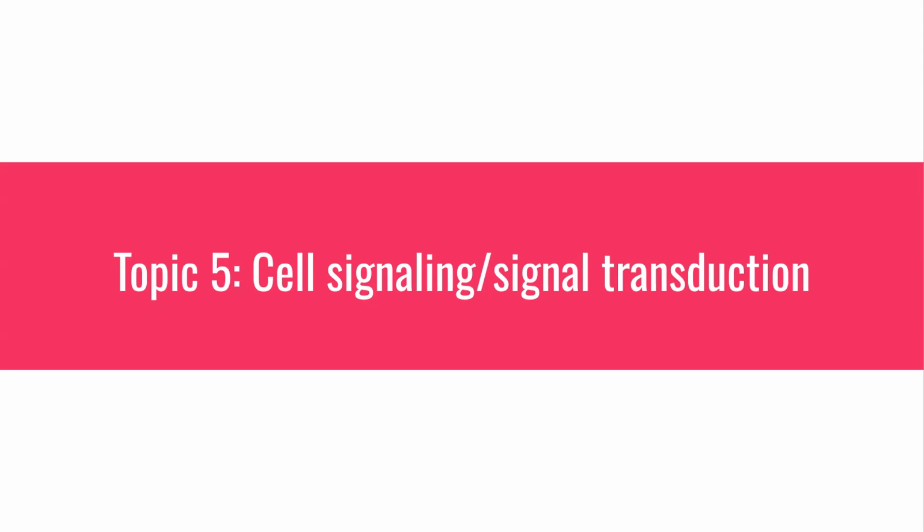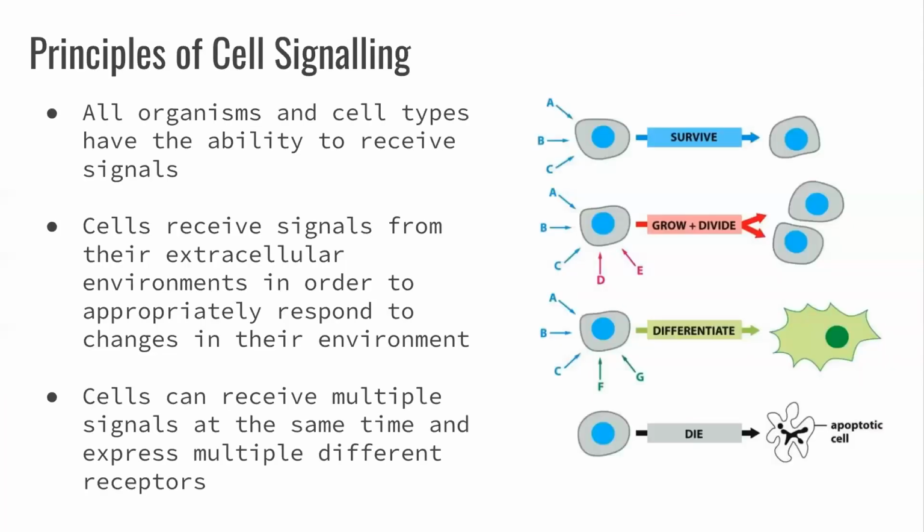Okay, we're gonna go through cell signaling and signal transduction. All organisms and cell types have the ability to receive signals, and cells need to receive signals from their extracellular environments in order to appropriately respond to changes in their environment, like changes in available nutrients or amino acids. Cells can receive multiple signals at the same time and express multiple different receptors to be able to receive these different signals.